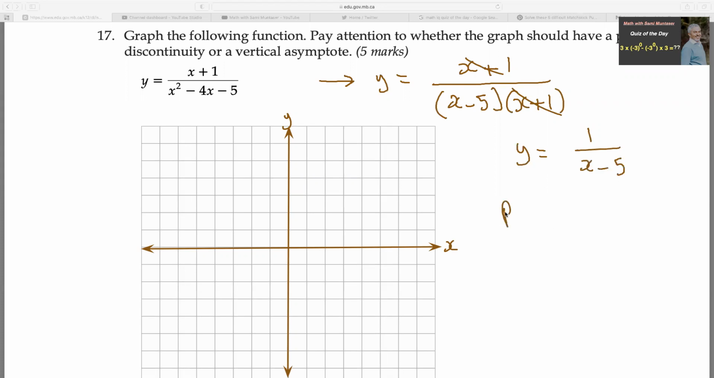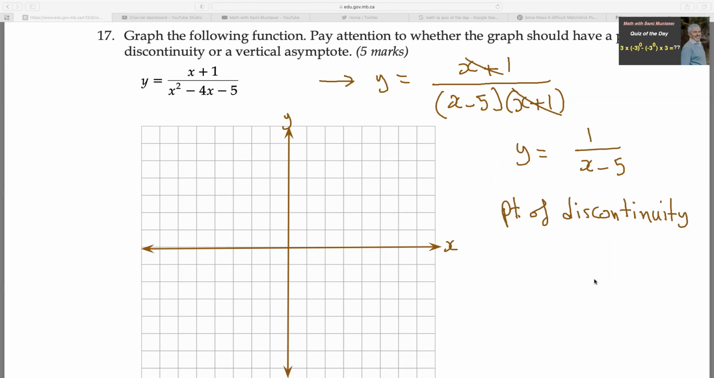So I have a point of discontinuity. Making sure my spelling is right. I am a mathematician, not a speller. So there you go. So y equals 1 over x minus 5.